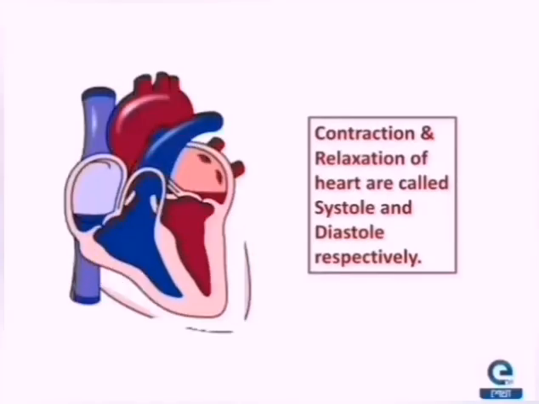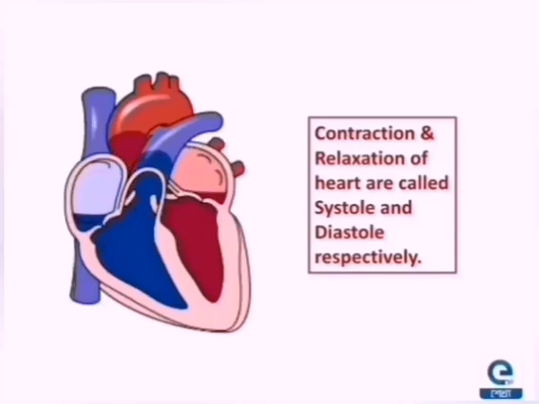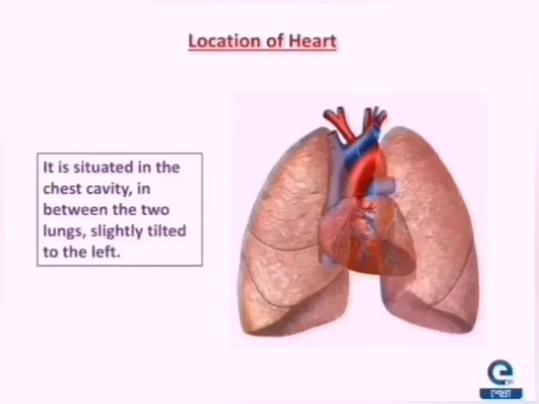Now we will see what is systole and diastole. Contraction and relaxation of heart are called systole and diastole respectively. In the next slide, we will learn about the location of the heart. It is situated in the chest cavity in between the two lungs, slightly tilted to the left.